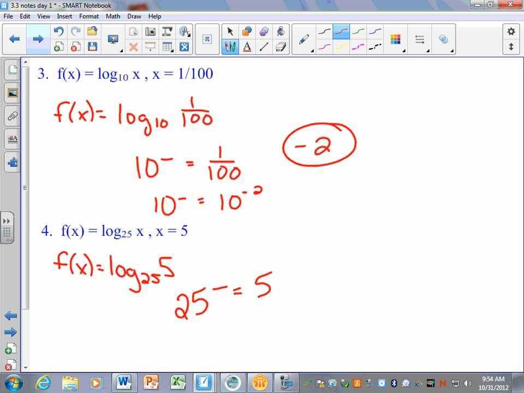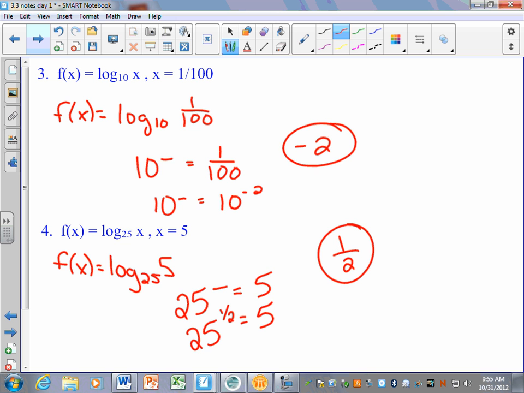What could you do to 25 to get 5? I could take the square root of it, but I can't do that. I have to have an exponent. And can you write a square root as an exponent? What fraction? 1/2. You got to know that. You got to remember that all of those roots can be written as fractions. This is the same as saying 25 to the 1/2 power equals 5. So the answer there is 1/2, not 2.